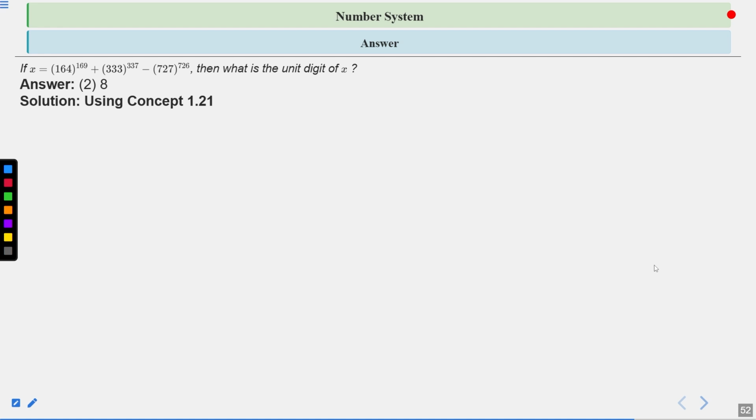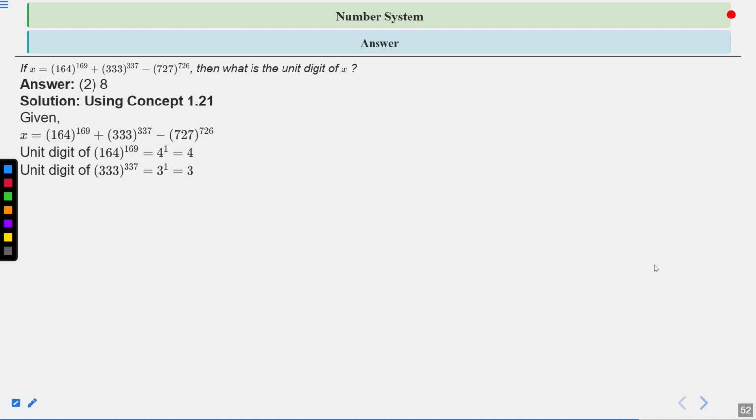Now see the detailed solution using concept 1.21. The given expression is 164 to the power 169 plus 333 to the power 337 minus 727 to the power 726. The unit digit of 164 to the power 169 becomes 4 to the power 1, which is 4, because we know that if the unit digit is 4, we just check whether the power is even or odd. If the power is odd, we get 4. If the power is even, we get 6.